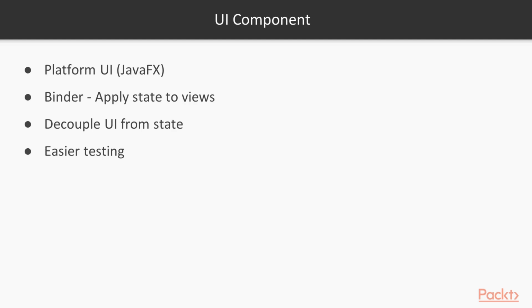The UI component will represent a platform UI. In our case, it would be JavaFX. Also, the UI component will contain a binder. We need a binder to decouple the UI from the state of the UI. It means that if we want to use the same state for a different platform, for example, Java also supports UI based on the Swing library, we could just replace the binder and the application state will remain the same. This will simplify testing a lot.